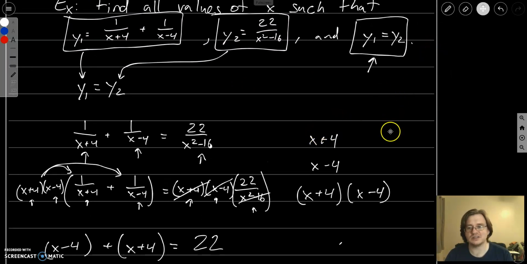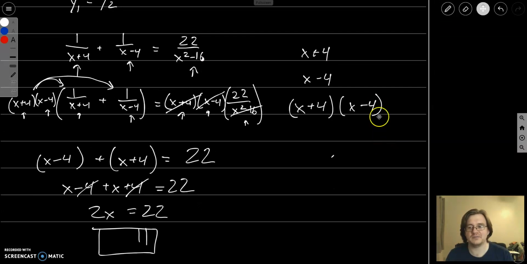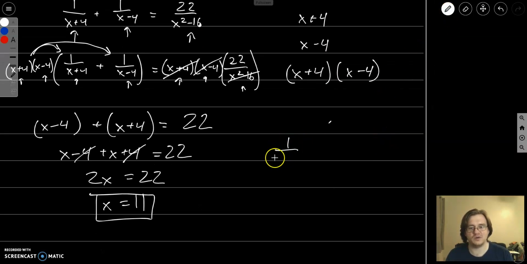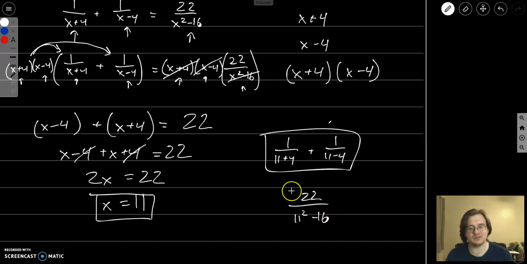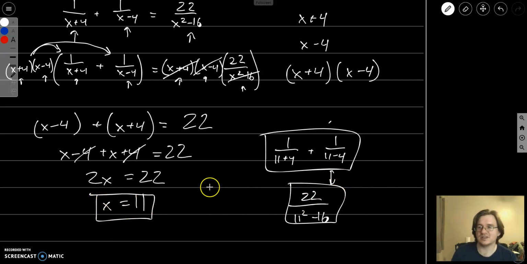In this particular question, this will be a little bit tedious, so I will simply assure you that this is the case. If I write these things down, we will have 1 over 11 plus 4 plus 1 over 11 minus 4. We would have to simplify this, and then for the other one, we would have to take 22 over 11 squared minus 16, and it will turn out that these two numbers are in fact equal. It just takes a little bit of work. So I'll let you do that on your own, but this is indeed a solution to this question.